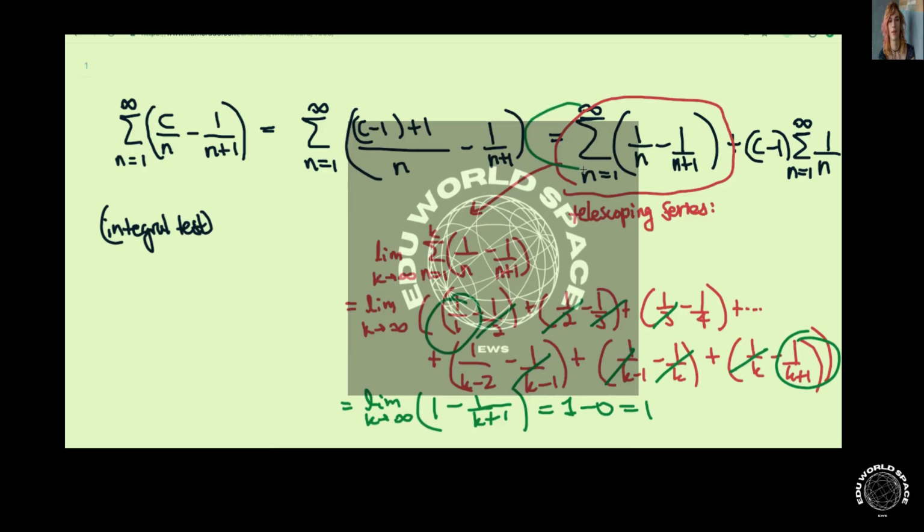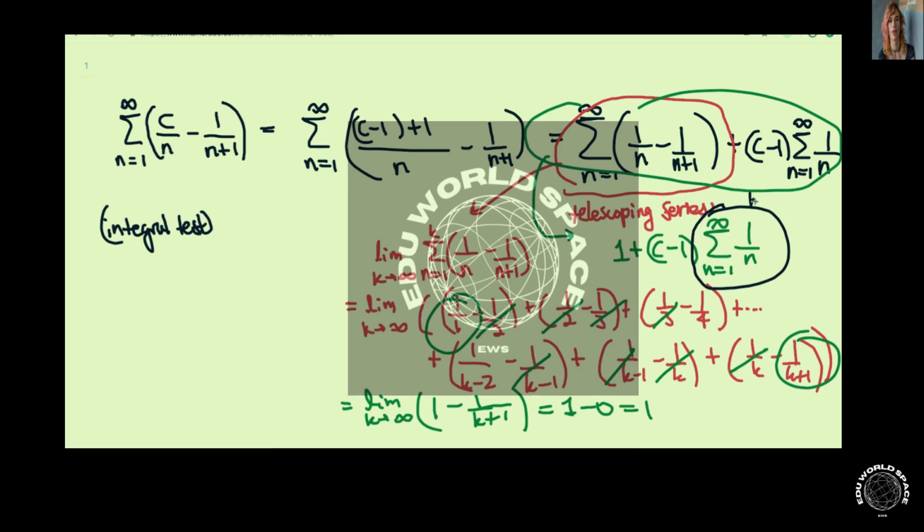So we can rewrite the whole expression as 1 plus (c minus 1) times the sum of 1 over n. However, if you look at the other series, I'll circle this in black, this is harmonic. Or you can say it's a p-series with p equals 1. So this diverges.